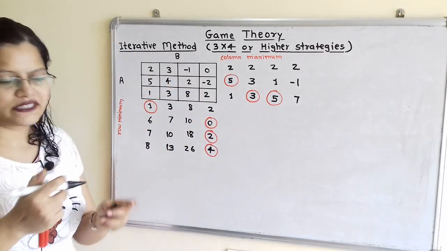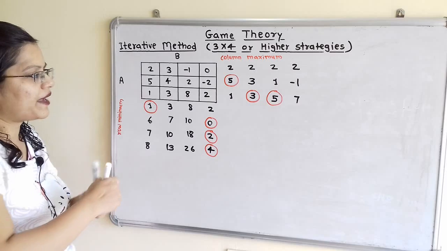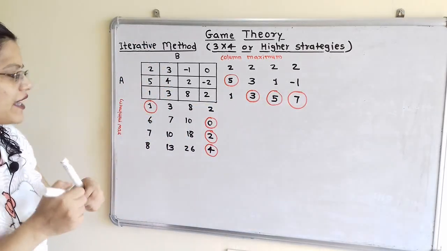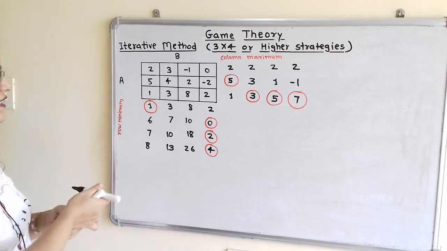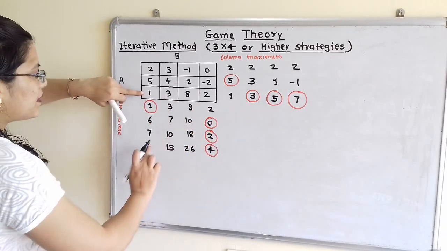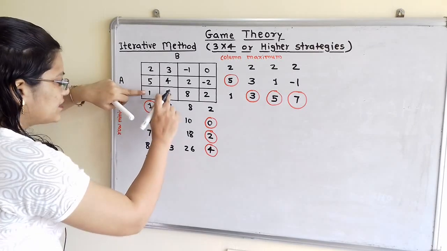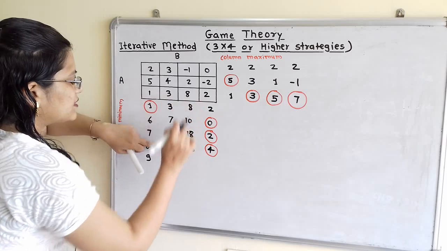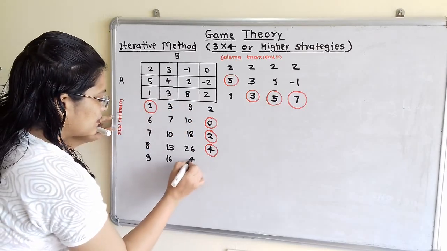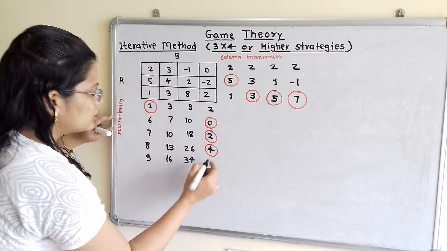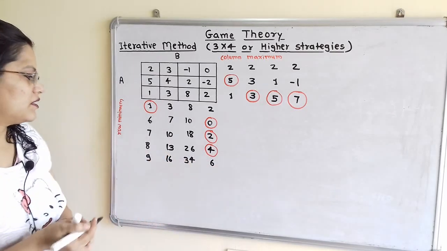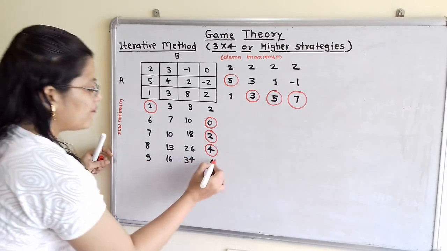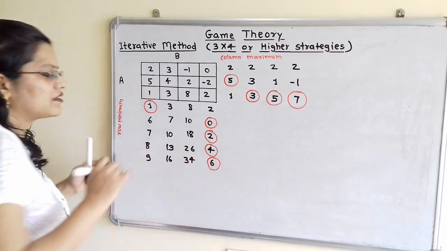Now the column maximum, that is the maximum value. The maximum value is 7, so we will encircle this. Now again we will write the fifth iterative. So 1 plus 8, 9. 3 plus 13, 16. 26 plus 8, 34. And 4 plus 2, 6. Now again we have to select the row minimum. In between these the minimum value is 6, so we will encircle this.